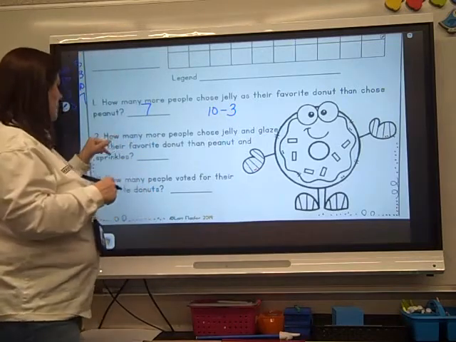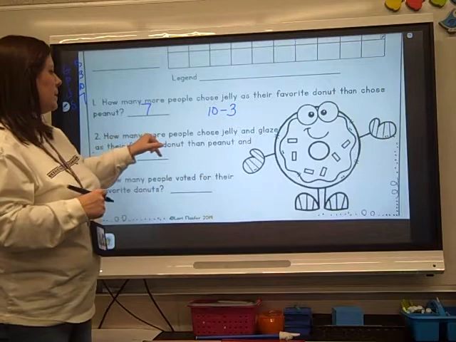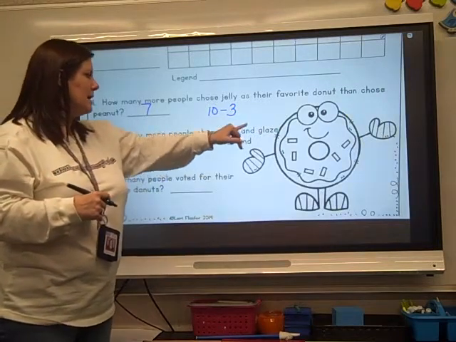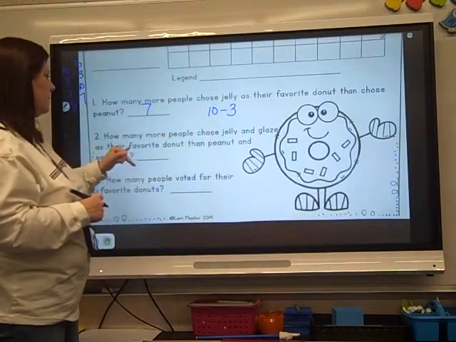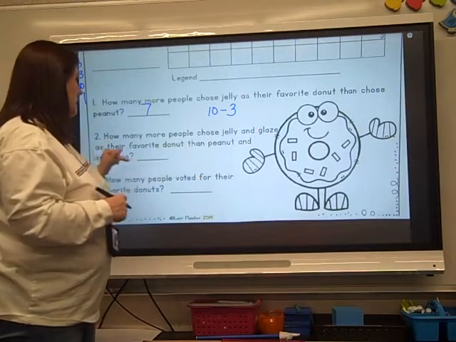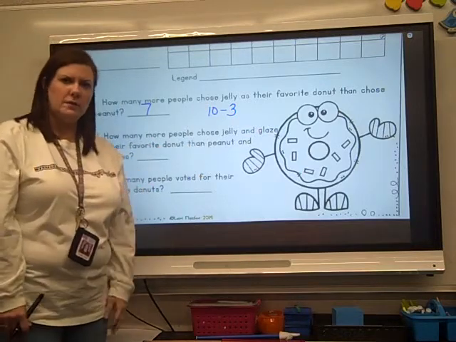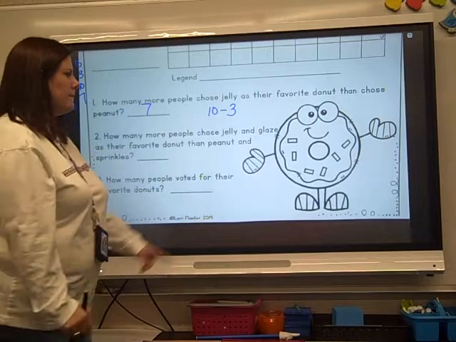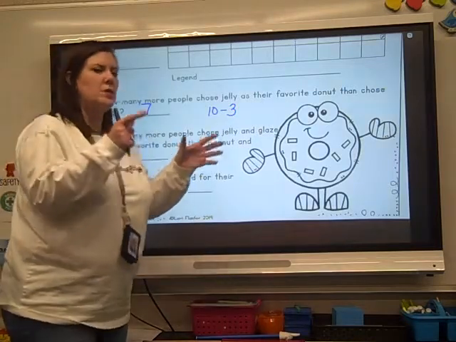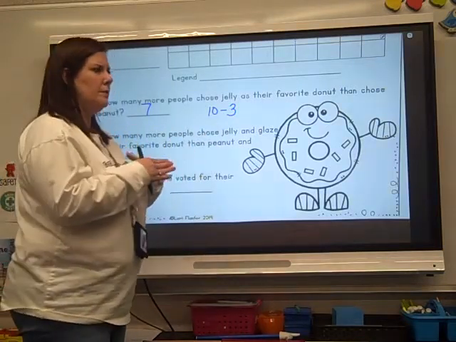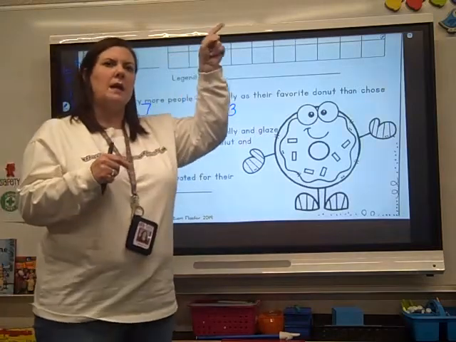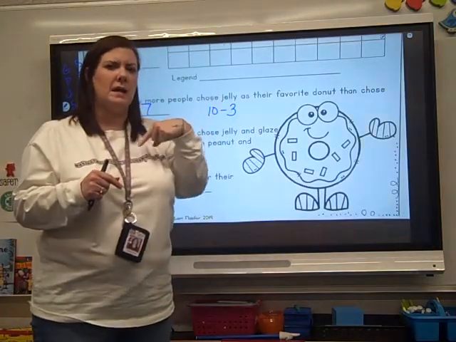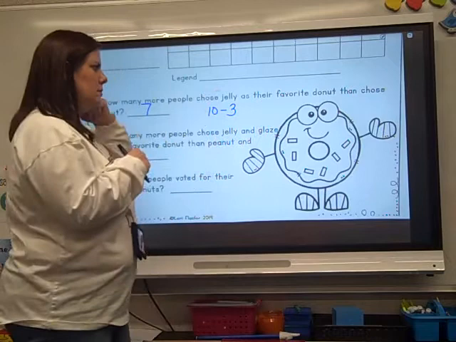All right, number 2. How many more people chose jelly and glaze as their favorite donut than peanut and sprinkles? Oh, good grief, there's a ton of steps here. All right, first thing we need to find out, how many people chose jelly and glaze together? So go up at the top, count your jelly and count your glazed together.